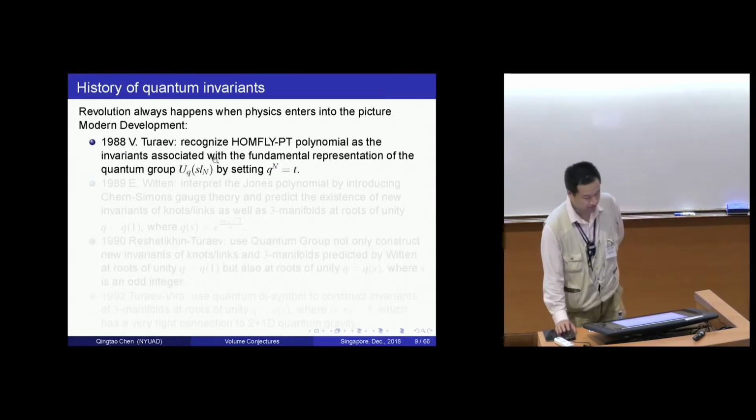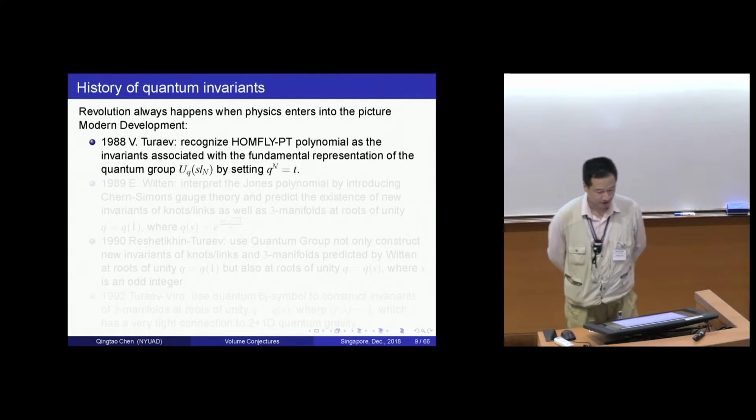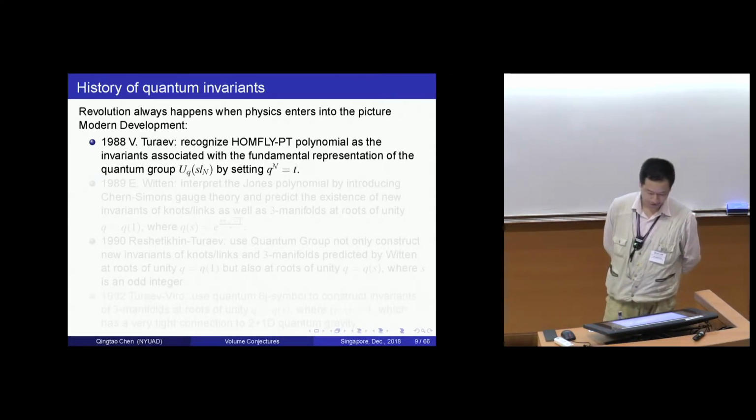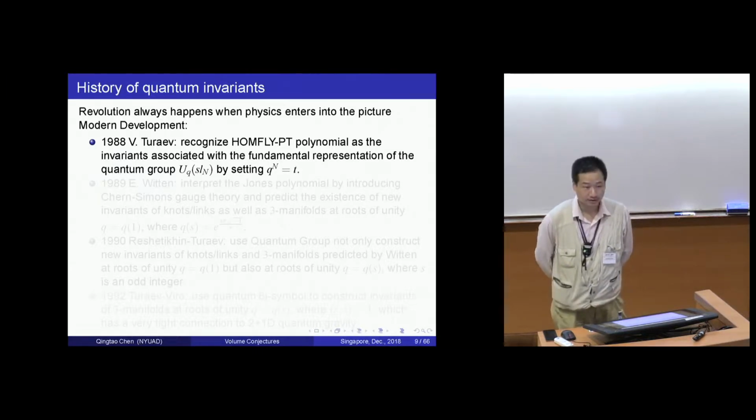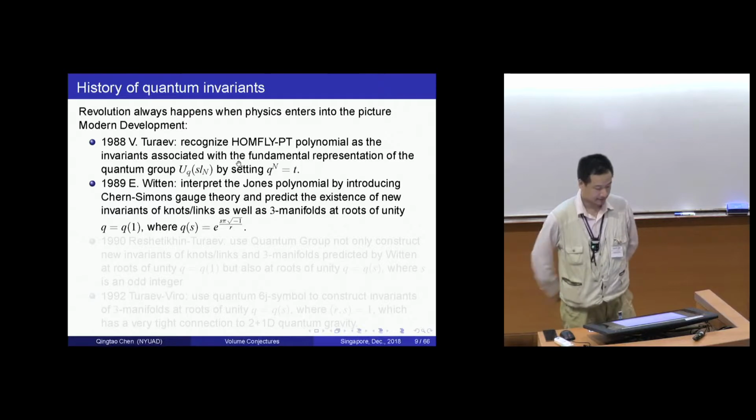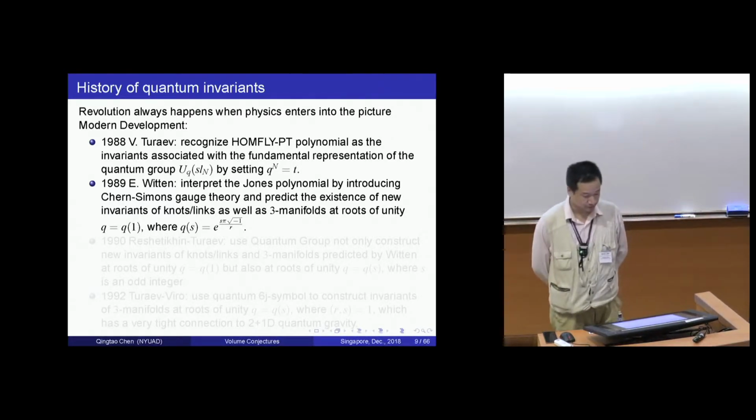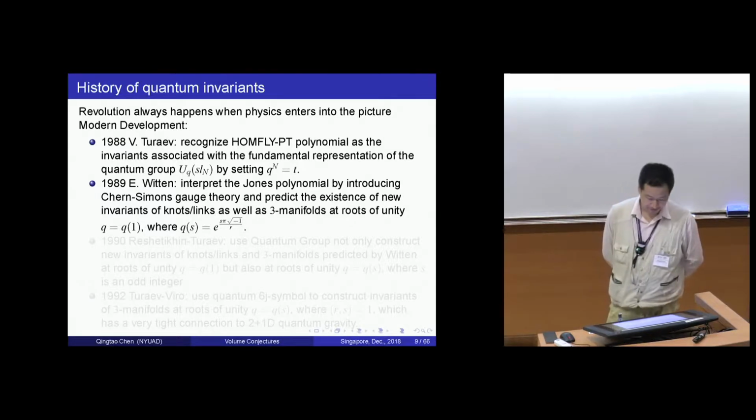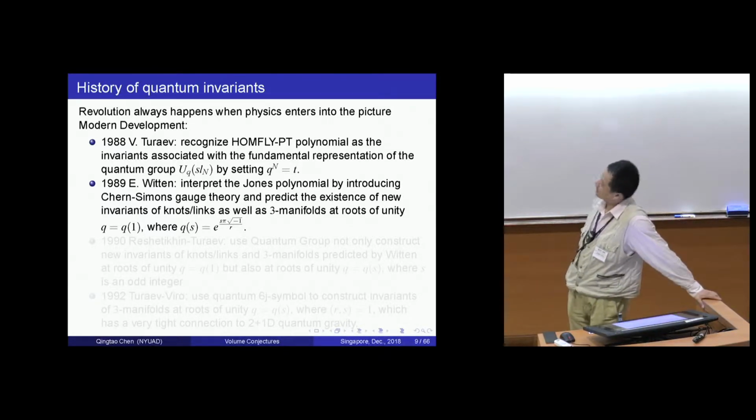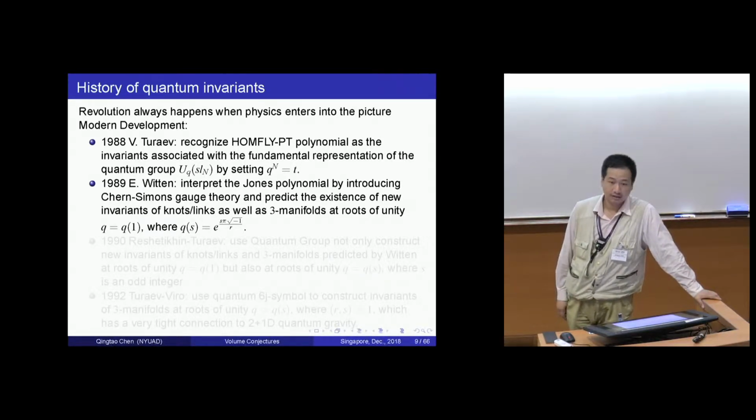Then we enter the modern development. In 1988, Turaev first recognized the HOMFLY-PT polynomial as the invariant associated with the fundamental representation of quantum groups by setting q to the n equals t. Then, Witten's famous paper in 1989: Witten interpreted the Jones polynomial by introducing Chern-Simons gauge theory and predicted the existence of new invariants of knots and links, as well as three-manifolds, at roots of unity.